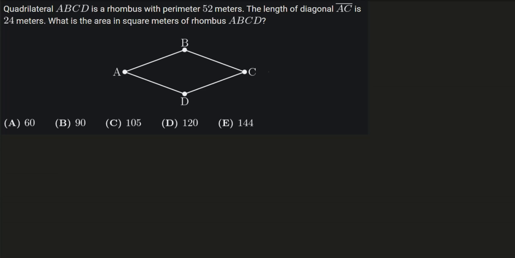Let's look at this geometric problem. Quadrilateral ABCD is a rhombus with perimeter 52 meters. The length of the diagonal AC is 24 meters. What is the area in square meters of rhombus ABCD?